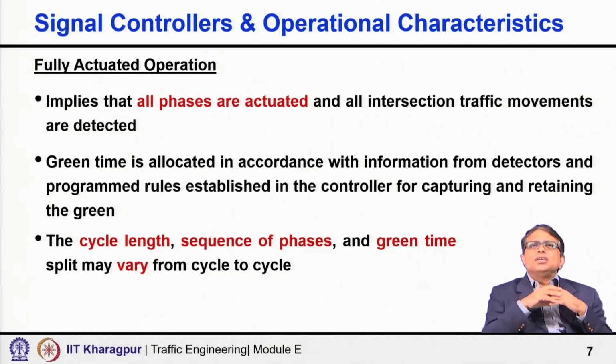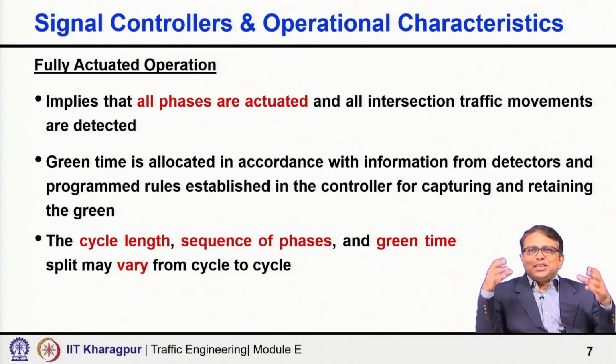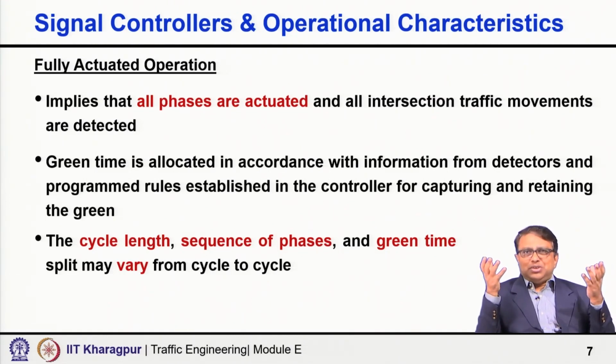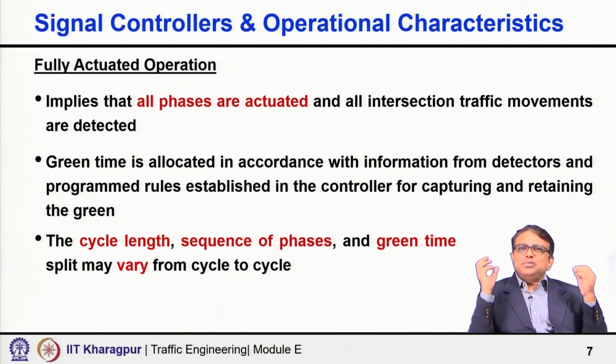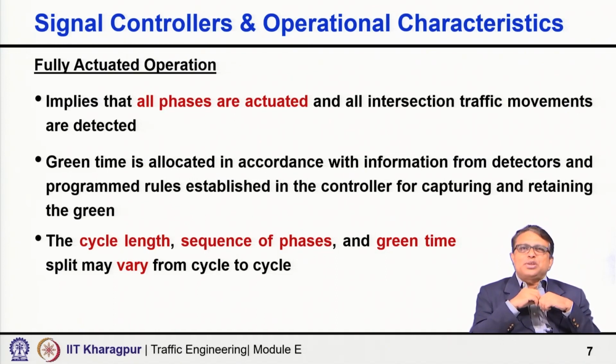So, the cycle length, sequence of phases, green time split all may vary from cycle to cycle. Everything is flexible. As the traffic is approaching from different approaches of the intersection, accordingly, as per real time detection, the signal is optimized. Some phase may be skipped sometimes, some phase may be there for some time, the green time may vary, the cycle time may vary, the sequence of phases also may change sometimes, everything is flexible and optimized. So, that is fully actuated operation.